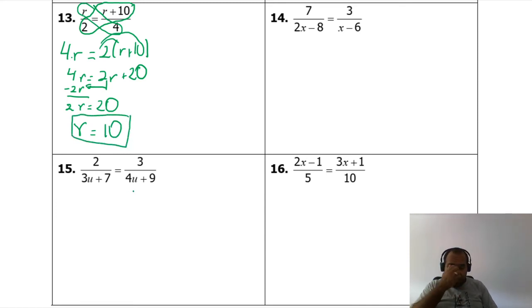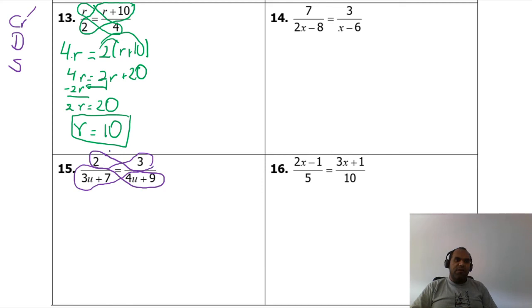Let's solve this one. This is level 4, guys. This last one, 15. I will work on this. I'll change the color. It's better. Purple. 2 over 4u plus 9. Remember to recall, guys. If you're not confident, recall this. Cross multiply, distribute, solve it. Recall this all the time if you need it. Cross multiplying, step 1. And 3 over 3u plus 7.